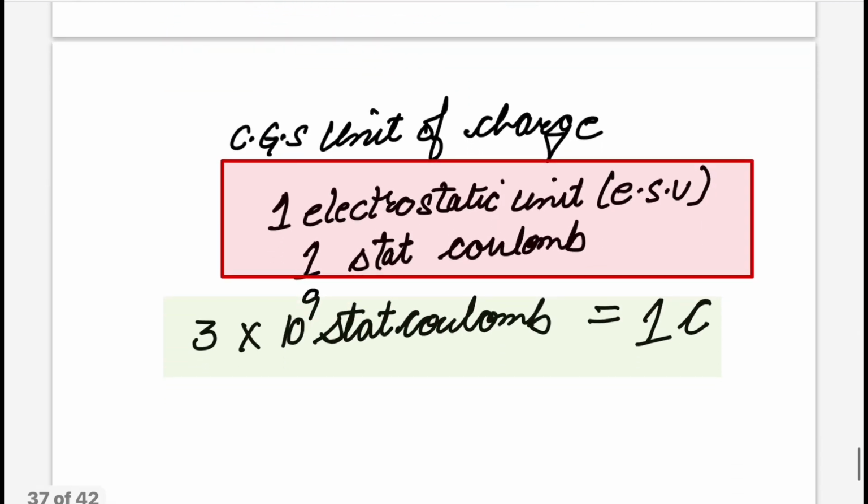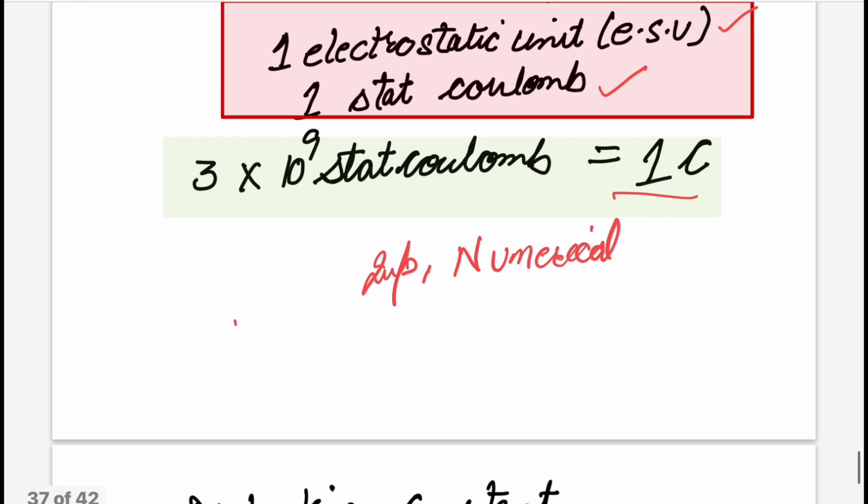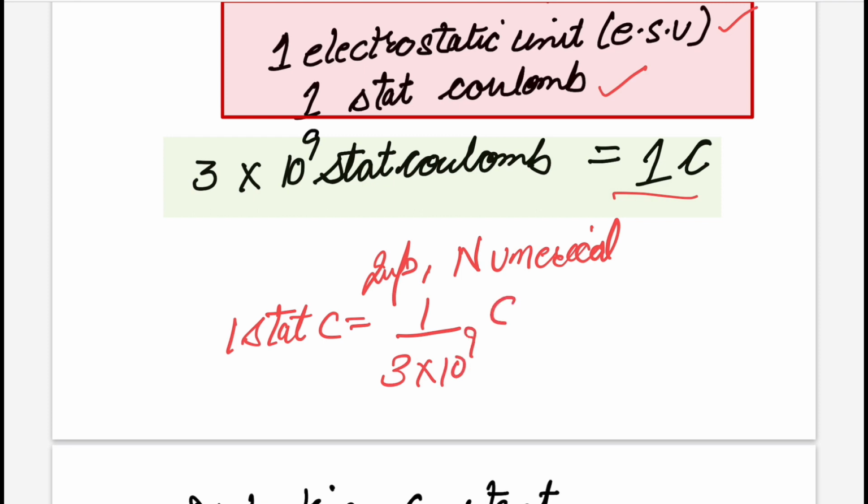The next are the CGS units of charge. The CGS units of charge are of two types. One is ESU, another is the stat coulomb, and 3 into 10 raised to power 9 stat coulomb is equal to 1 coulomb. This conversion is important from the numerical point of view. You should learn that 1 coulomb is equal to 3 into 10 raised to power 9 stat coulomb, and 1 stat coulomb will be 1 divided by 3 into 10 raised to power 9 coulomb.